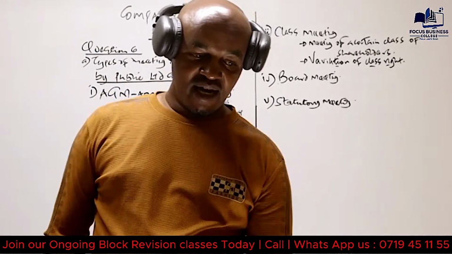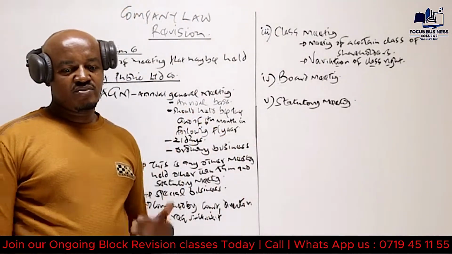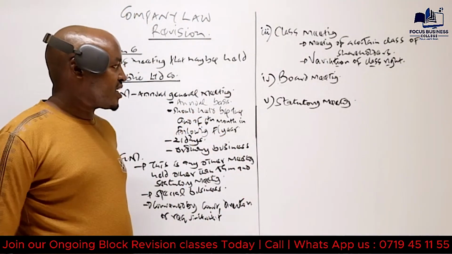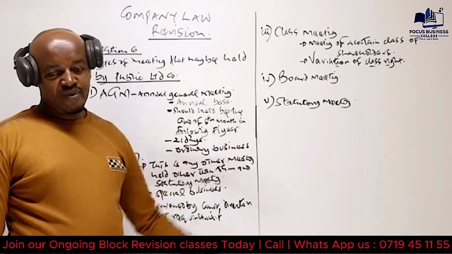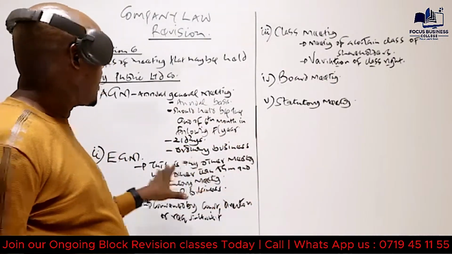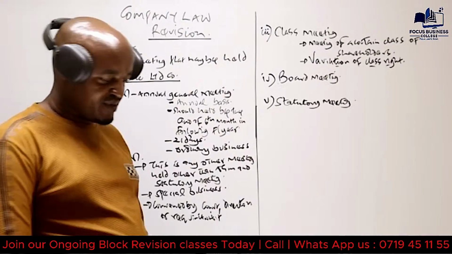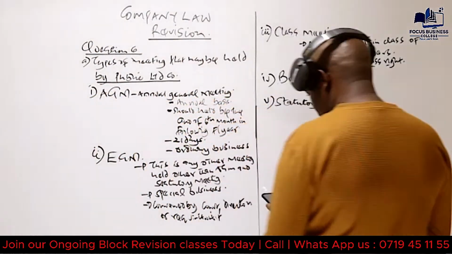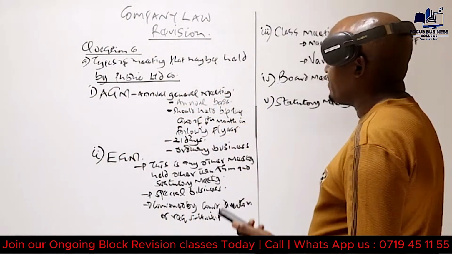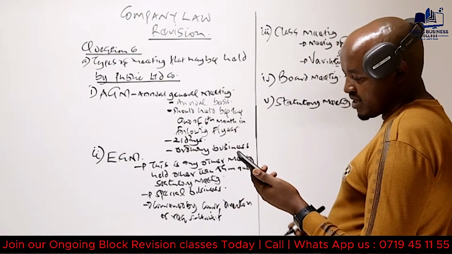In other terms, any company registered in accordance with the Companies Act of 2015 does not have a responsibility to convene that meeting. So these are the different types of meetings which may be held by these public companies. So 8 marks for that.